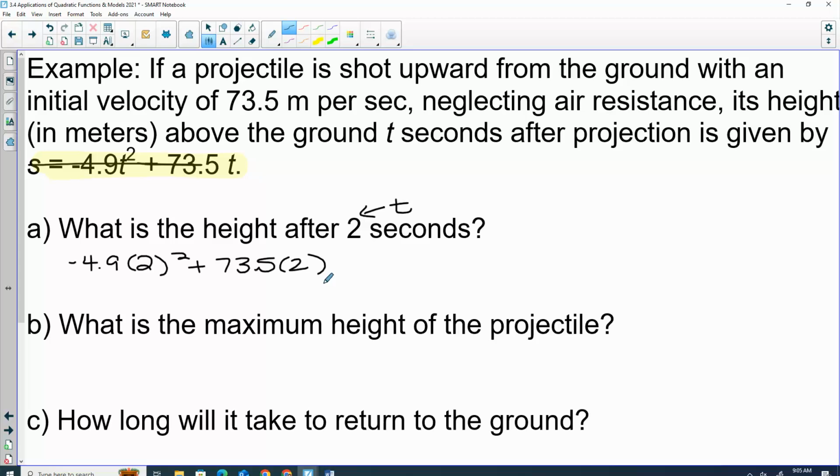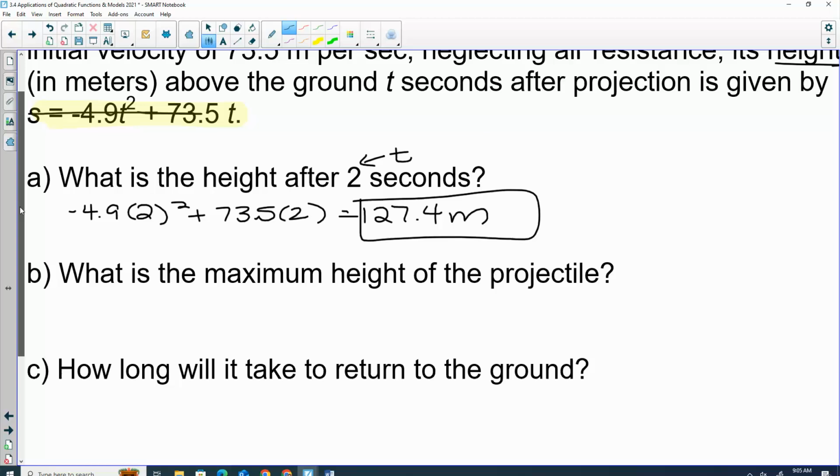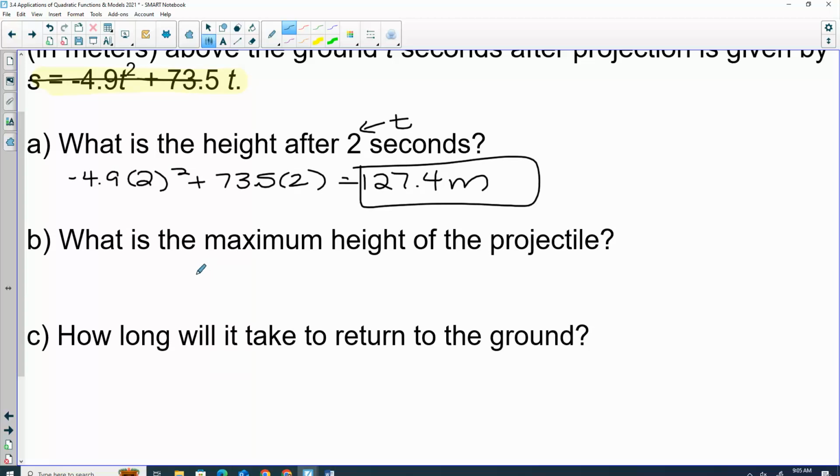And what'd you get? What would my label be? Meters. It told us up here the height in meters was given by this. Okay, B, what's the maximum? If I'm asking you to find a maximum or minimum, what am I asking you to do? Vertex. So opposite of B, so negative 73.5 over 2 times A.